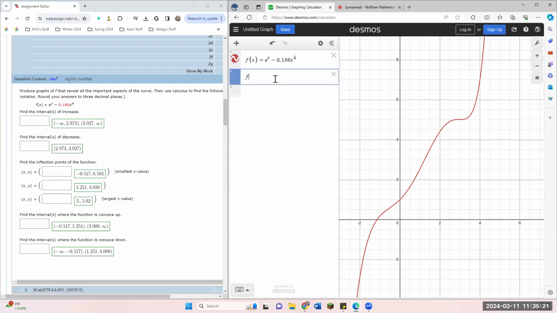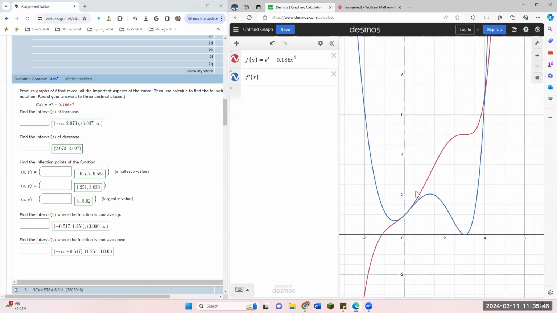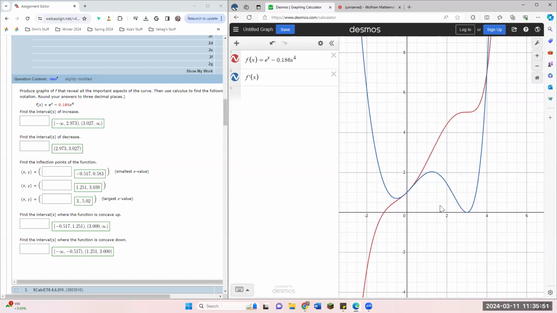Instead, what we want to use is the derivative. So we're going to graph the derivative, and we can see that the function is pretty much positive throughout, and it appears that the function is actually increasing for all real numbers. But indeed, if you look at the answer, you can see that that is not the case. So this is, in fact, misleading.